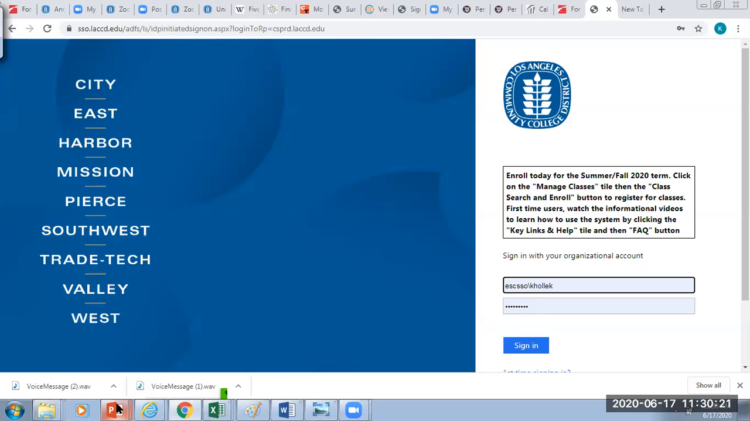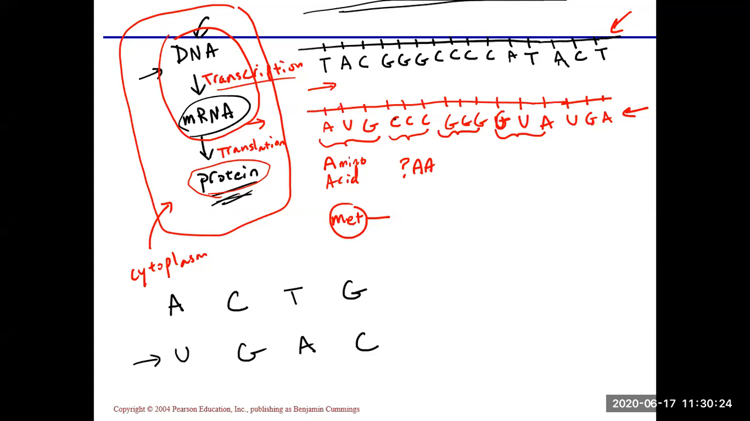All right, CCC. So this is the first base, this is the second base, this is the third base, and I could put proline in here. All right. Now let's do this together. My first base is here, second base here, third base here, because they are being read three at a time. So it looks like they're all the same: G, G, G.